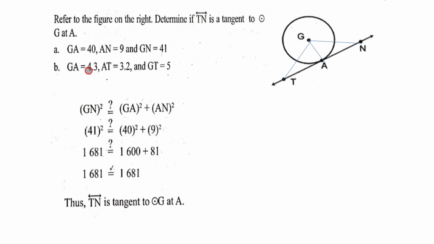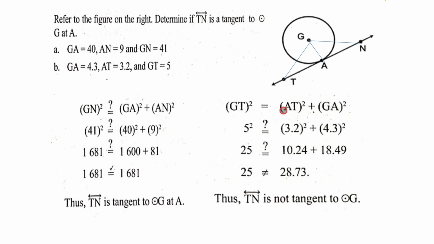Next given is yung letter B. So we have GA is 4.3, then AT is 3.2, and GT is 5. Then we have to again use the Pythagorean formula to have the idea kung sila ba ay magiging equal.